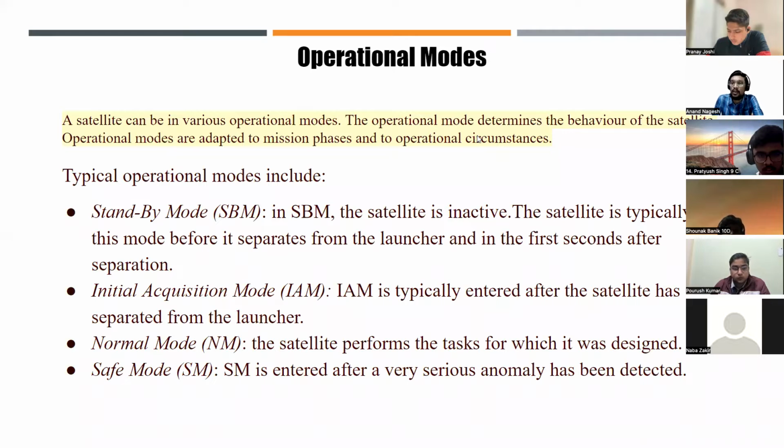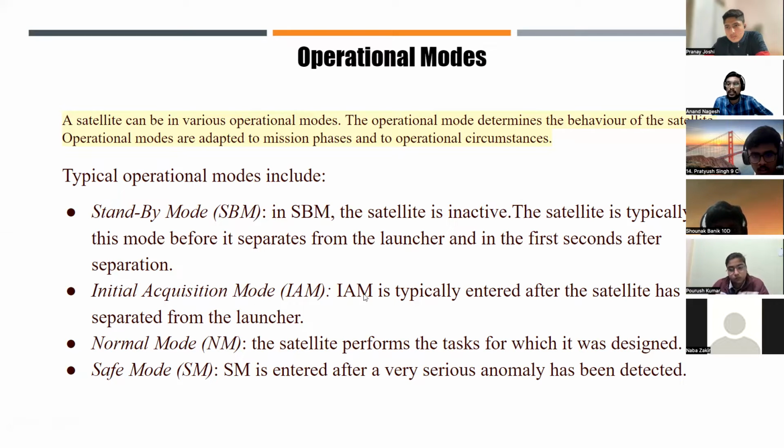Other operational modes for satellites, these are the four more typical operation modes. That is the standby mode. In a standby mode, a satellite is inactive, like all the systems in the satellite are inactive, and typically in a mode which separates from the launcher. You heard about the rocket in the last class, right? Until it separates from that rocket, it is in a standby mode for the first seconds, and then it comes into an operational mode.